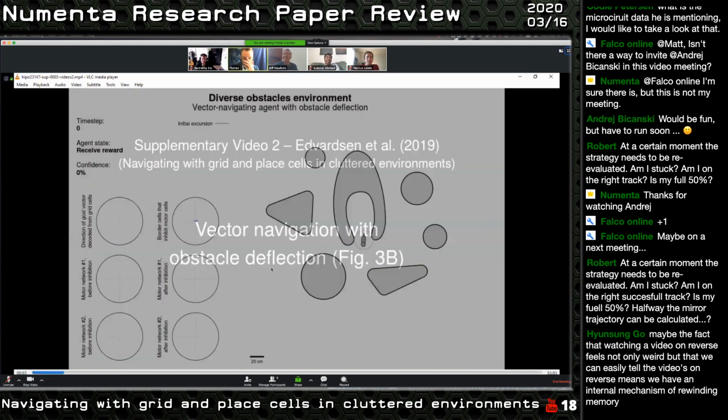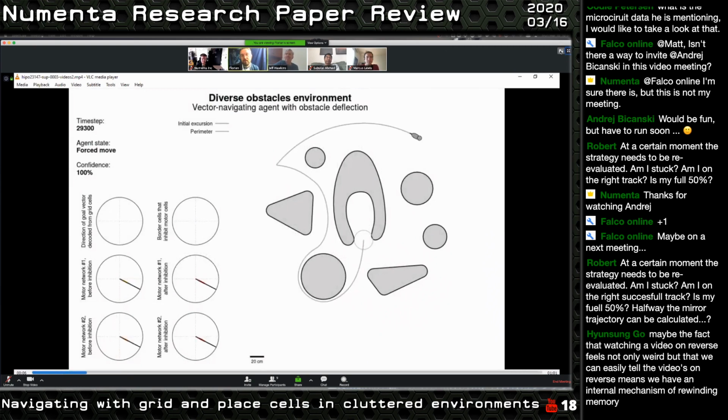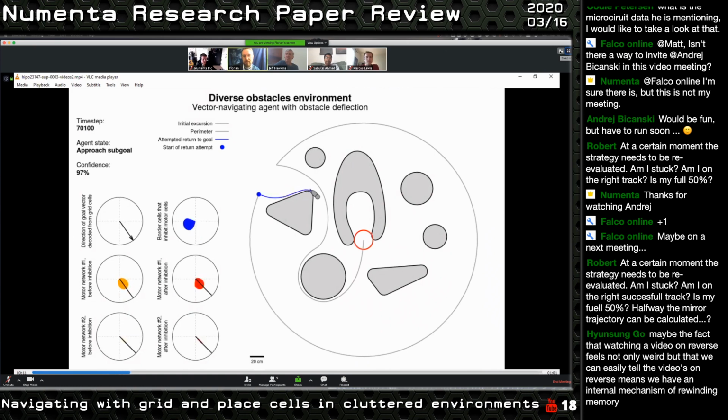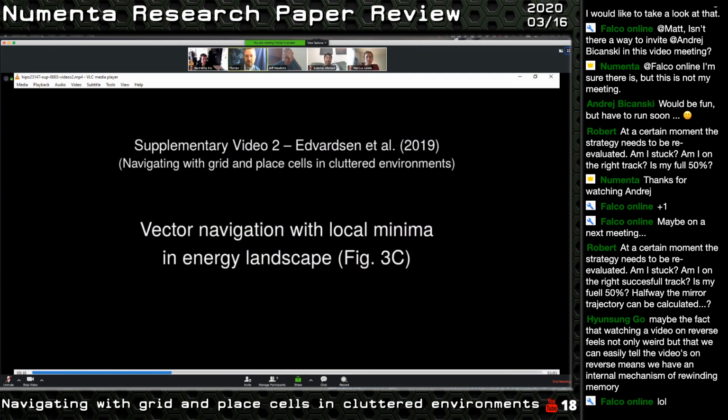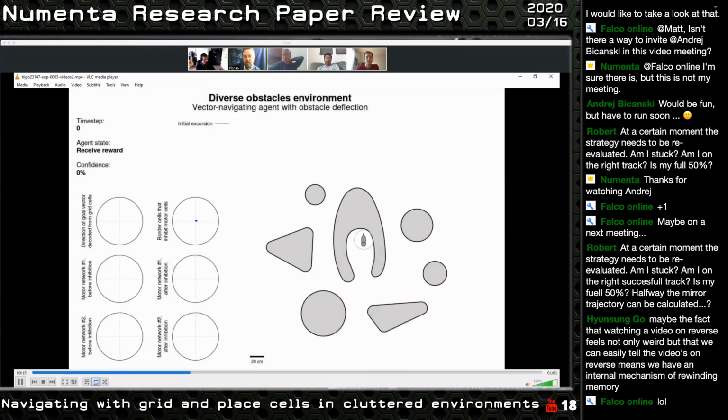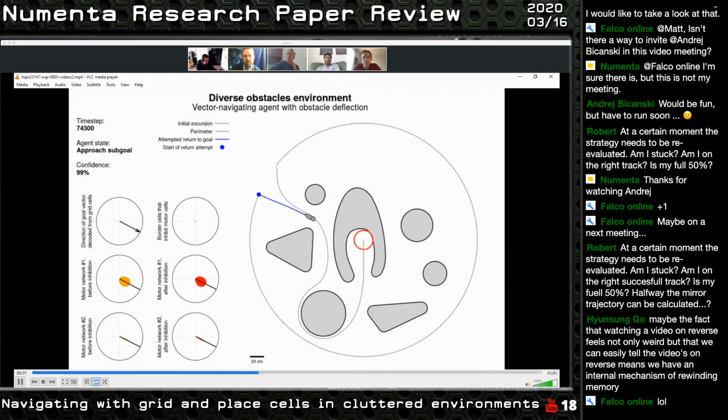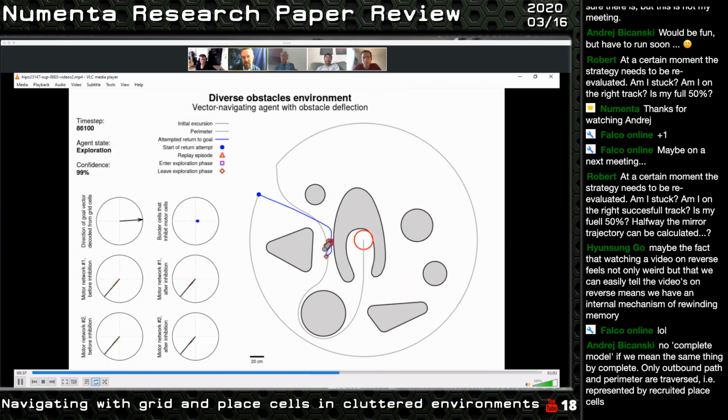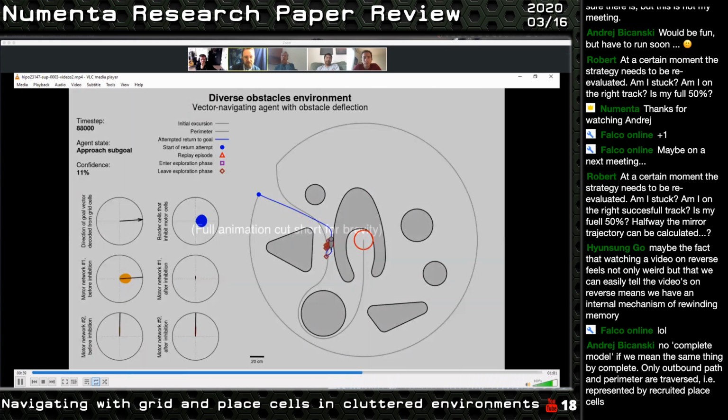So here's vector navigation with obstacle deflection. Big running around, and here's a start point, and you get all these slanted objects. They don't even need remapping or anything, right? So that works. Now there's a second trial starting from here. And there you have, yeah, you kind of get stuck there, right? Because it's a local minimum in the energy landscape. And you don't have any way to get out of it.